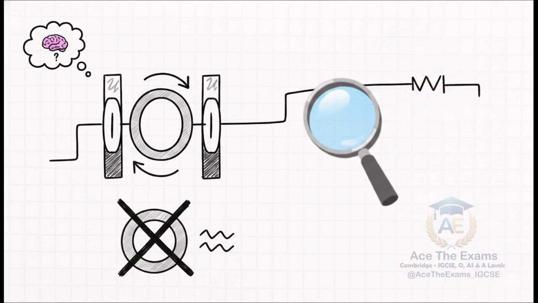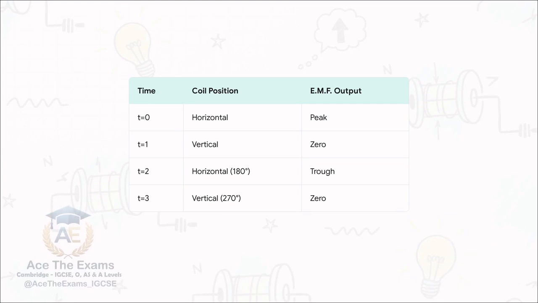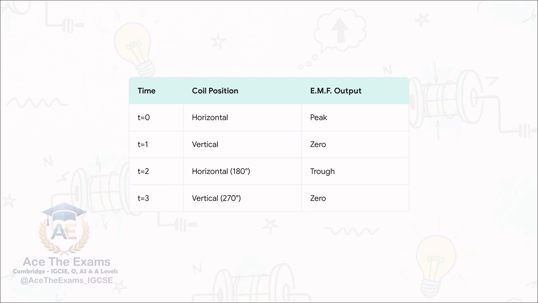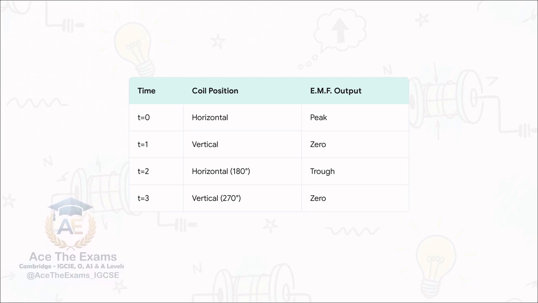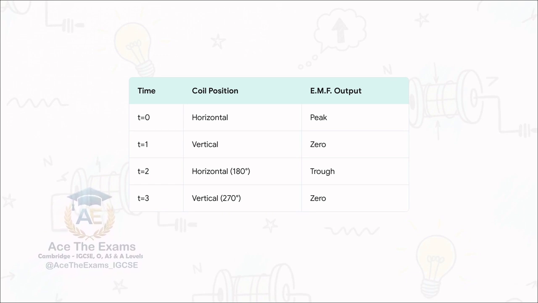Precise definitions matter. And this table brilliantly illustrates the exact causal relationship you absolutely must memorize. It shows how the specific mechanical position of the rotating coil dictates the peaks, the troughs, and the zeros on an EMF against time graph. Imagine that rectangular coil rotating inside a uniform magnetic field.